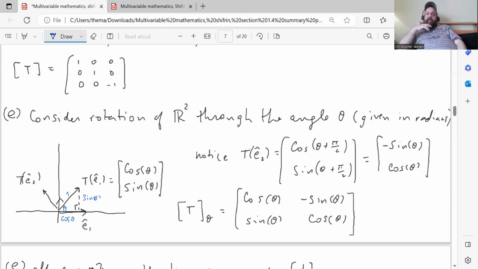And then to find what T does to E2, you just use the fact that if you start at T of E1 and rotate by 90 degrees, you should get T of E2, right? Because everything's being rotated by the same amount. So E2 gets rotated by the same amount as E1 does. In other words, this angle here is theta. So if you just evaluate T of E1 at the value theta plus pi over 2, and simplify using the sum formulas for cosine and sine, then you see that T of E2 hat is given by this vector here. So that gives us the matrix for T of theta.